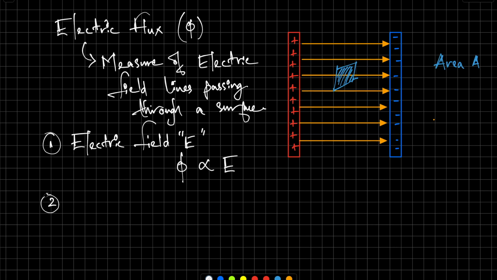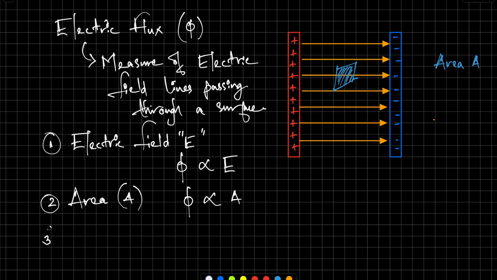Now the second factor is the area of the plate. If you change the size or the area of this plate, you are essentially changing the number of field lines passing through this surface. If you increase the area, that will increase the number of field lines passing through it. If you decrease the area, that will decrease the number of field lines. Again, we have a direct relationship here. So phi is directly proportional to the area of the plate, A.